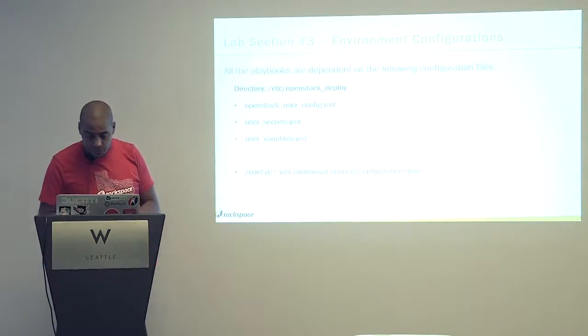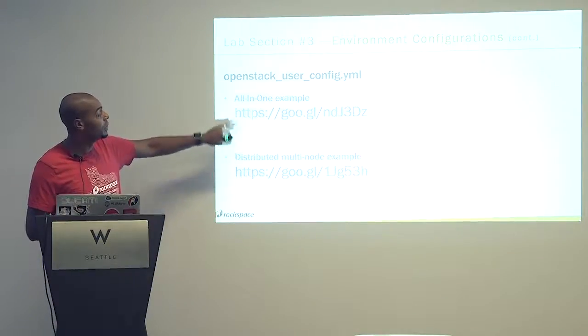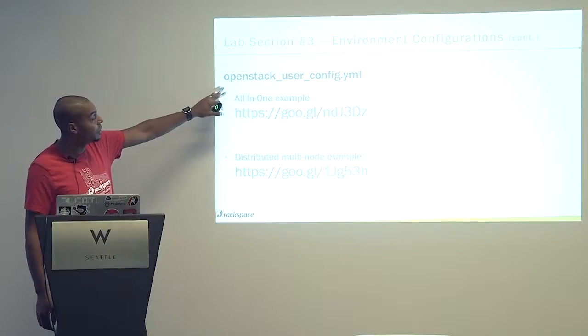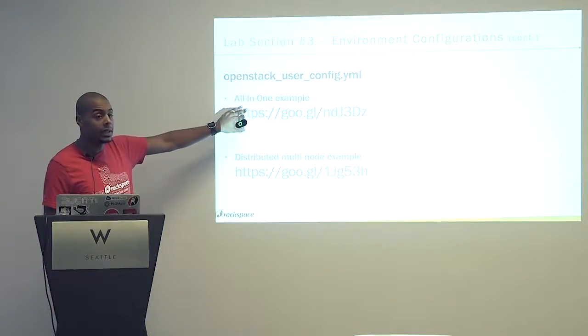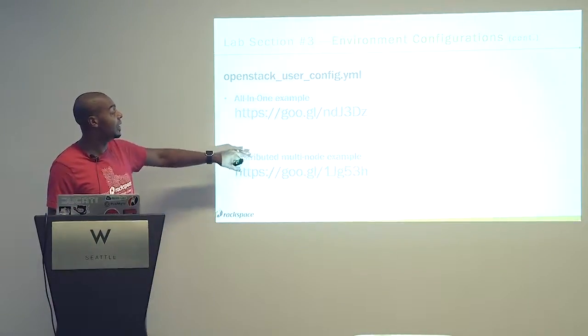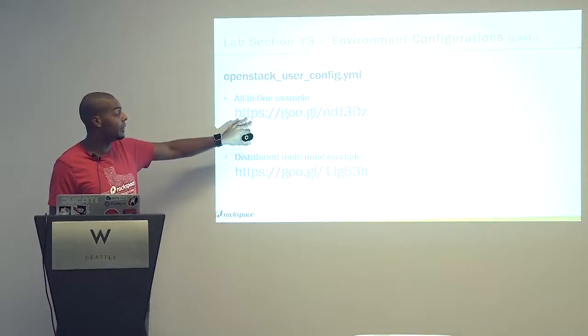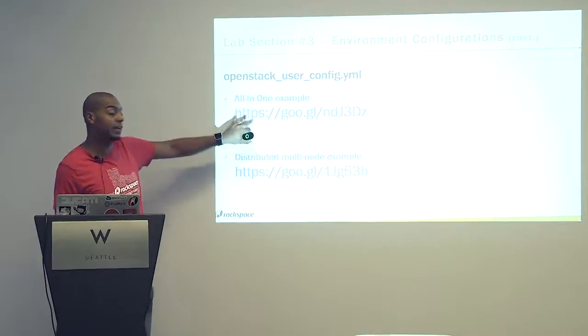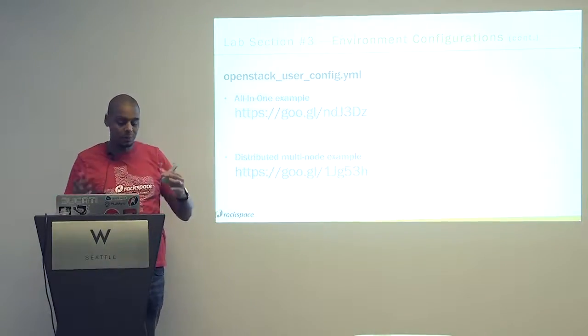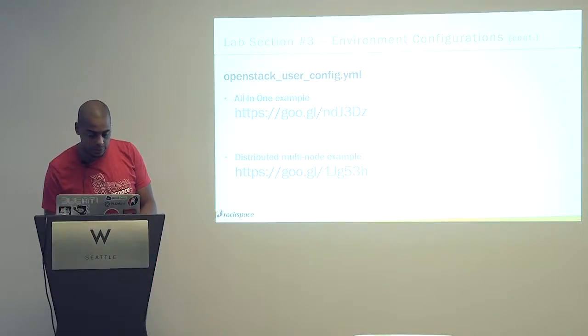So I'm gonna flip over to these 2 URLs, right? This first one shows an example of what an OpenStack user config looks like for an all-in-one. And then I'm gonna pop over and show you one more of a distributed example. The reason why I'm showing you that is I've seen people have a problem with understanding how to set it up when it's not just one machine. One machine is pretty straightforward. When you have multiple machines, some people kind of get a little confused.